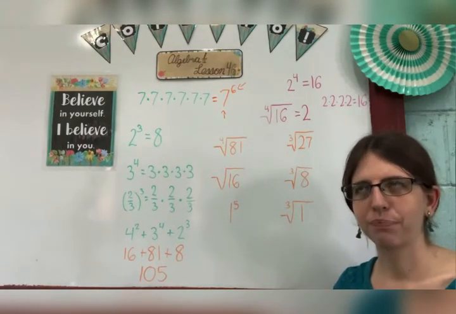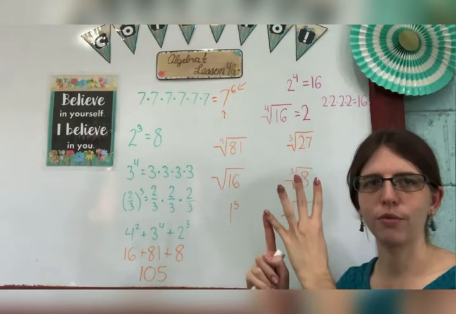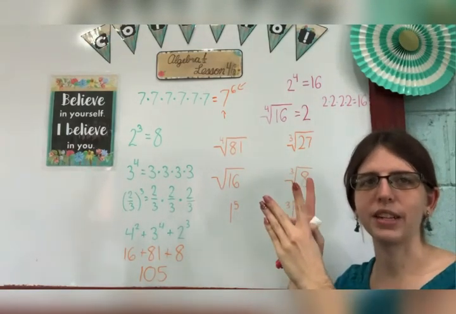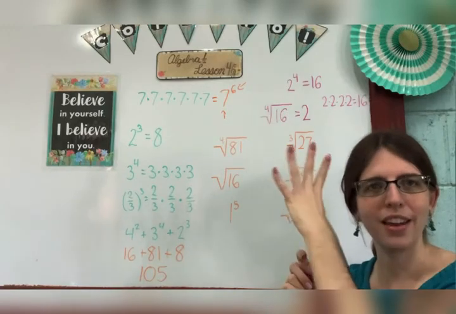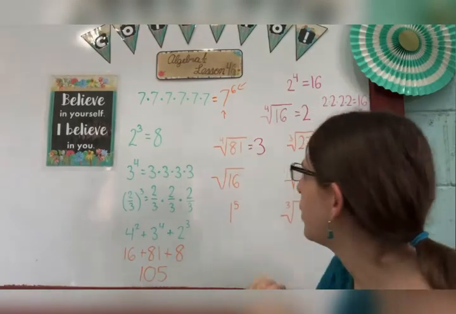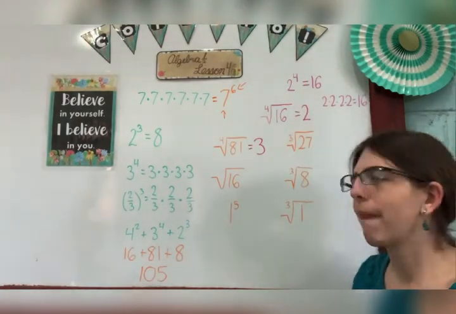Let's try 3. Well, if I have 4 3s, 3 times 3 is 9. 9 times 3 is 27. 27 times 3 is 81. So it is 3. If you knew that off the top of your head, good for you.